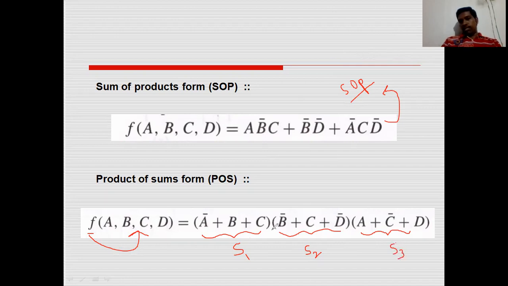And what are we doing here? We don't find any symbol between them, that means dot will be the default. In default, dot will be there. Here also dot will be there. That means we are multiplying s1 and s2 and s3, the first sum term into the second sum term into the third sum term. Multiplying means product of sum terms, so it is nothing but POS. This is the pure example of POS, and the earlier one is the pure example of SOP.